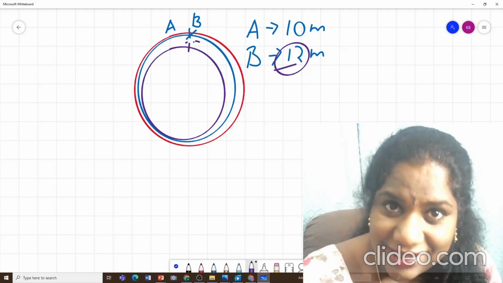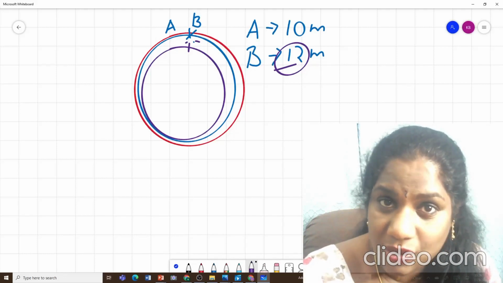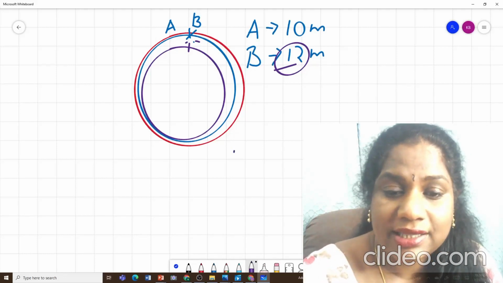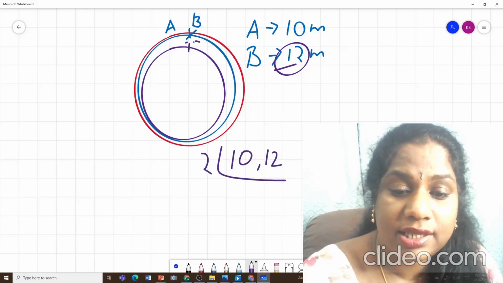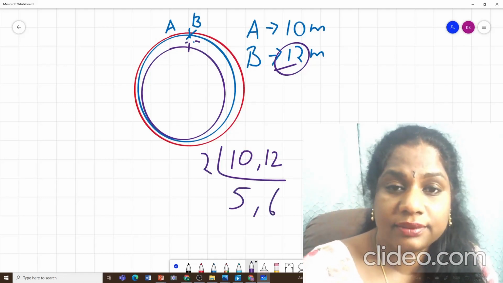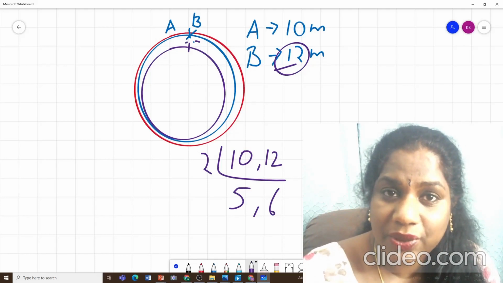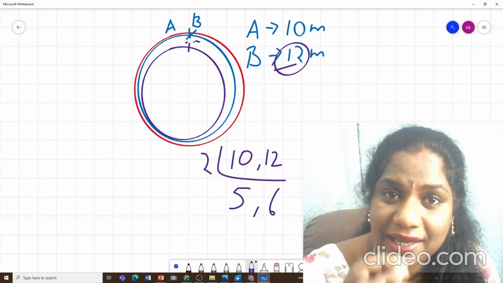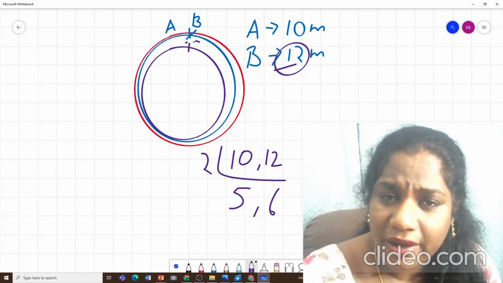So what comes greater? LCM, right? LCM is always greater than the numbers given to you, or equal to. So let us see what is the LCM of 10 and 12. Yeah, 60. So these two will meet together after 60 minutes. Clear? So this is how you have to think.